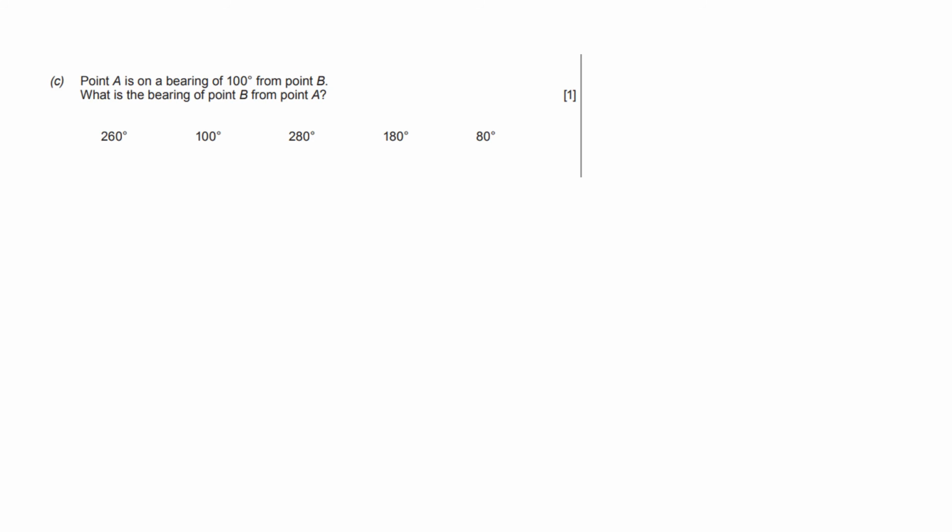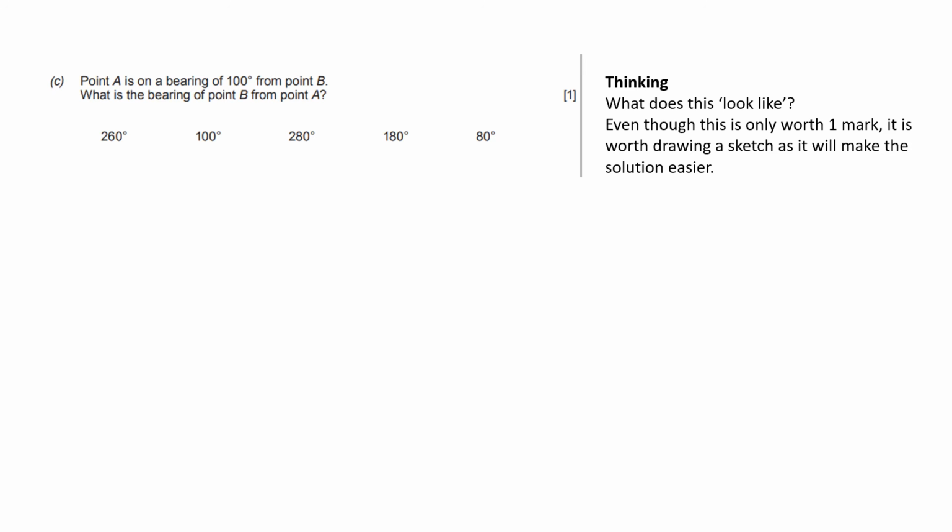So automatically we can see that 80 degrees is incorrect. If it was 80 degrees, they should have put 080 degrees. So 80 degrees is wrong because it does not use 3 digits. Now, what does it look like? It's only worth 1 mark, but let's draw a quick sketch. There you go. And there's my angle of 100 degrees. There's B, and there is A.